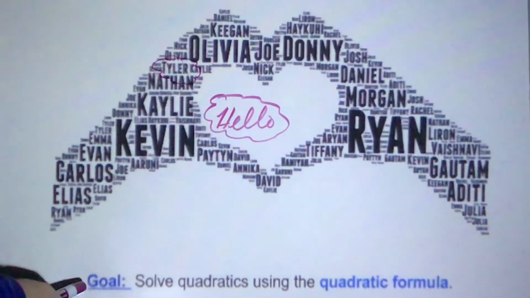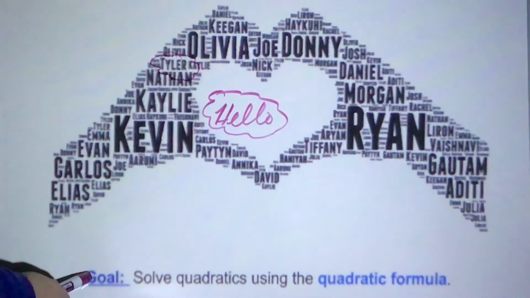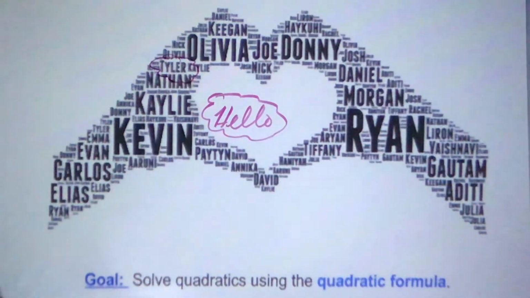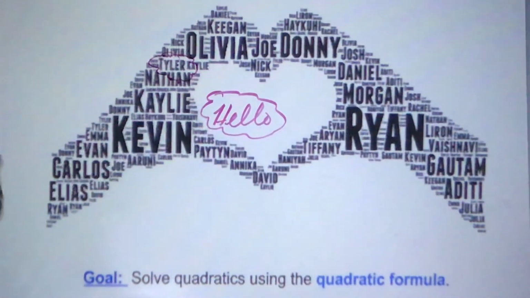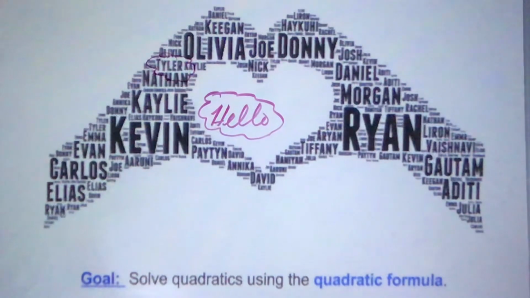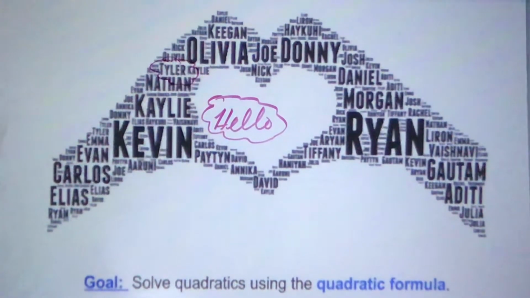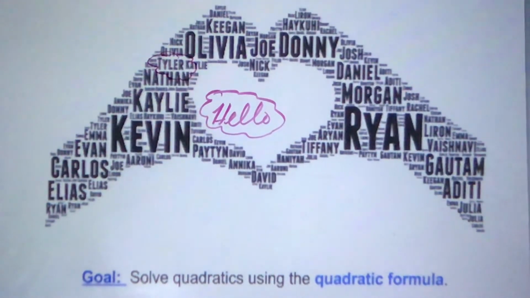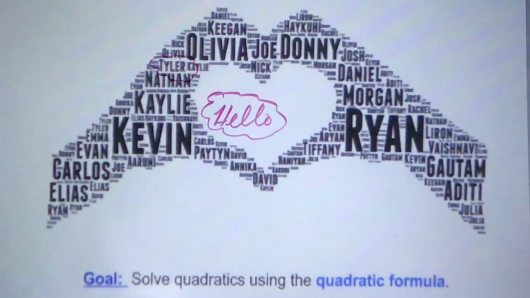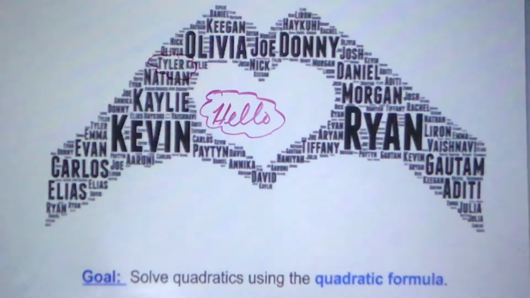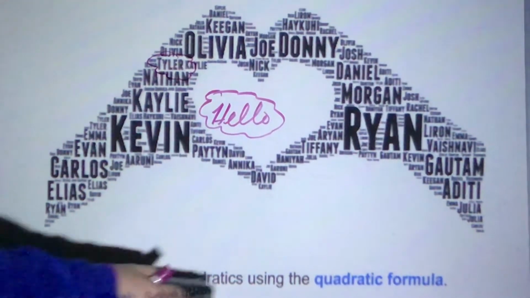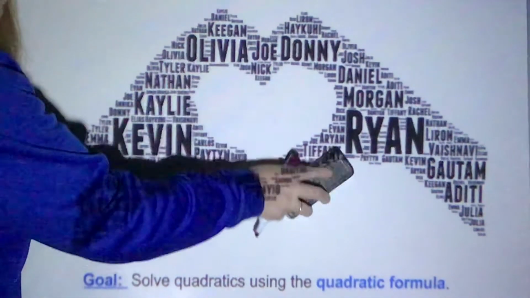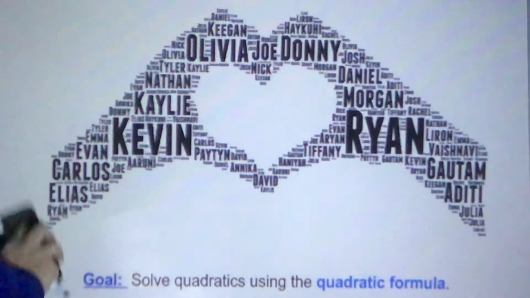Today's goal is that you can solve a quadratic using the quadratic formula. Of all the methods that we've used to solve quadratics so far, we've talked about graphing, how it's not always feasible to do and it's not always accurate because your graphs aren't always accurate. Then we talked about using square roots, which don't always work. Then we talked about factoring, that does not always work, but when it works it's nice and easy. The quadratic formula is one method that will always work no matter what type of quadratic you have.